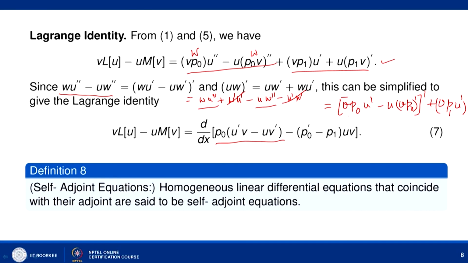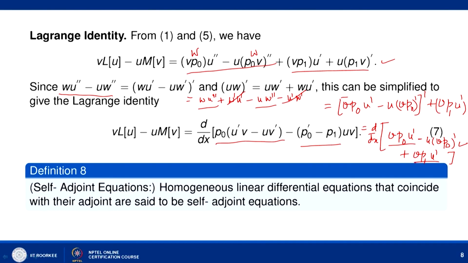So it means this is written as d by dx of V P0 U dash minus U V P0 dash plus V P1 U dash. Using this you can write it as P0 dash minus P1 U V. So here you have to simplify this, and when you simplify you will get this.